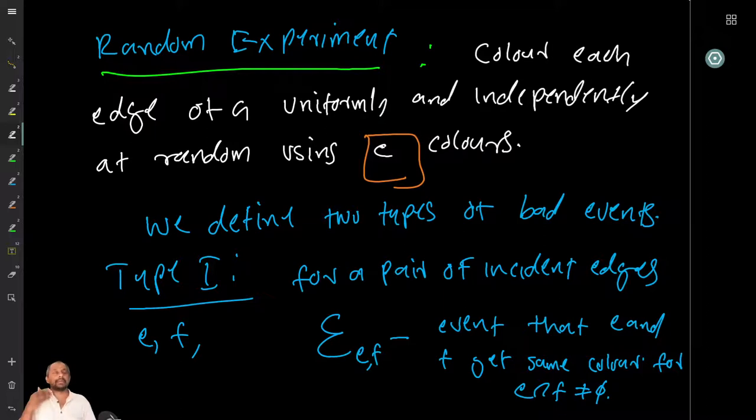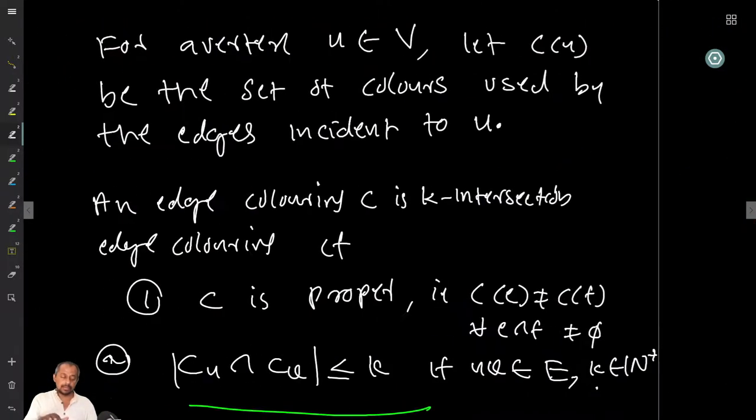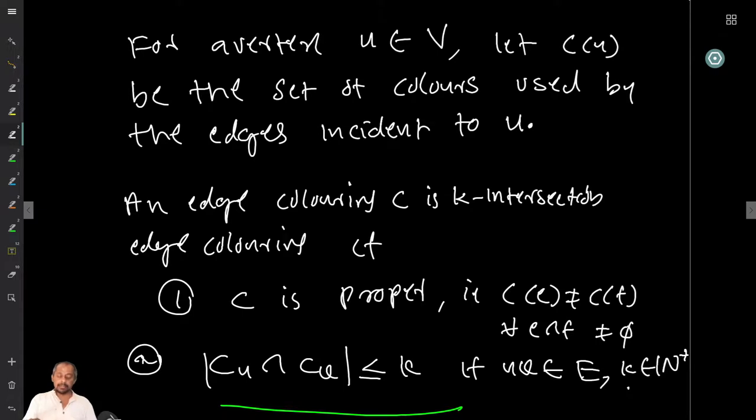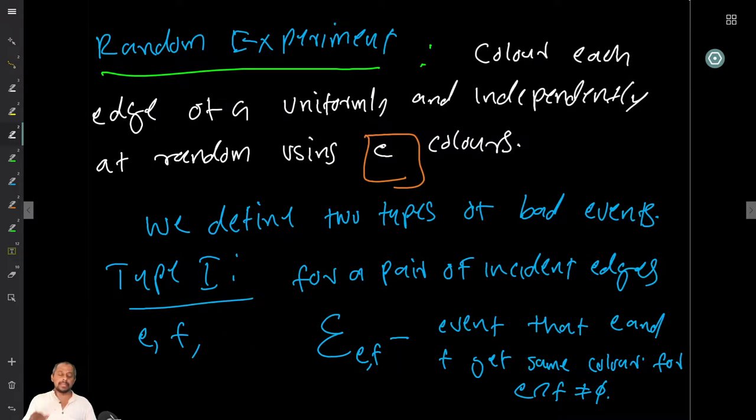So we define two types of bad events. One is the type 1 event, which corresponds to our first property that we want, the coloring to hold. What was the property? The coloring must be proper. The second property was that the intersection is at most something. For these two, we will define bad events that this does not happen.